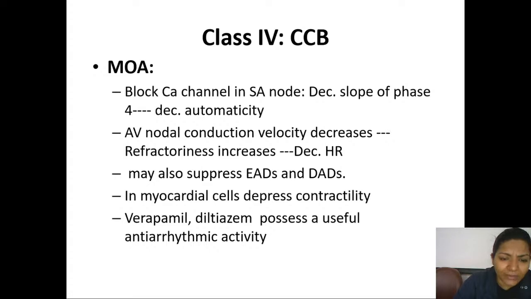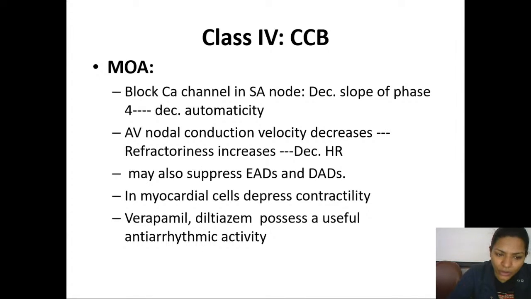Basically, they block the calcium channels in the SA node, and as a result, the slope of phase 4 decreases. Ultimately, the automaticity of the SA node decreases, right? So overall, the rate of contraction of atria and ventricles both will decrease.